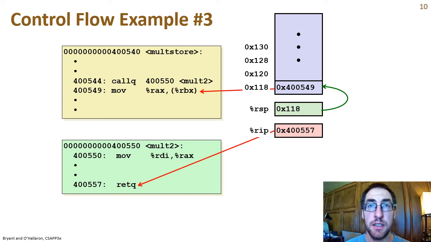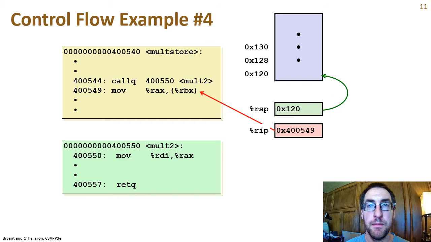Now, when the sub-procedure reaches the retq instruction, it will pop the return address from the stack and replace the instruction pointer with it. This will cause the processor to resume fetching instructions back in the first procedure at the move instruction that follows the call.